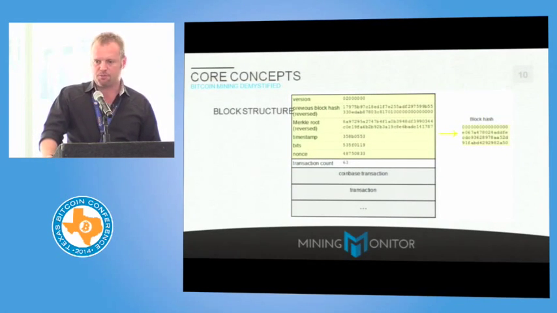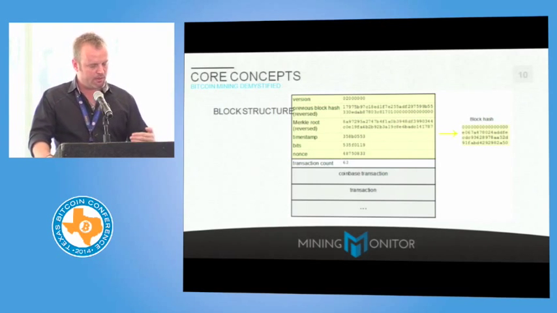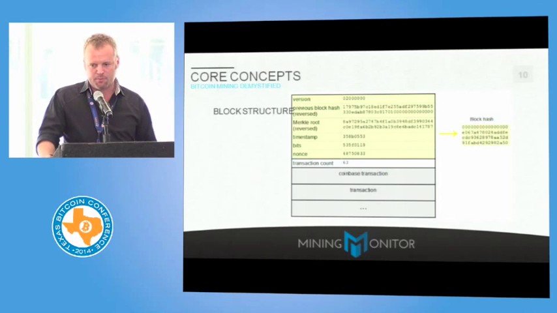And this is an example of a block structure, and it shows we've got the version at the top, the previous block hash, the Merkle root, timestamp, bits, nonce, and then a bunch of transactions. So there's a header basically saying that this is the number that corresponds to this particular block. There's a reference to the previous block and all of the transactions that are part of that block.